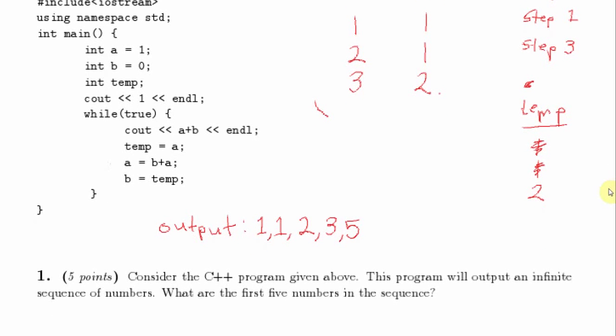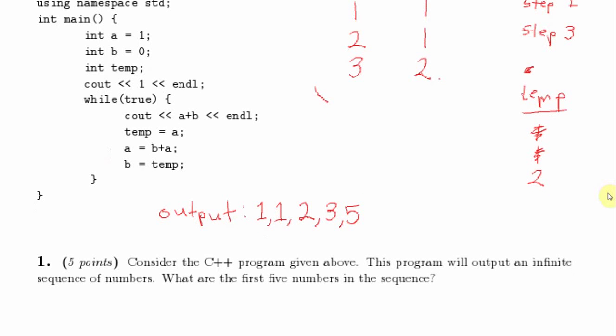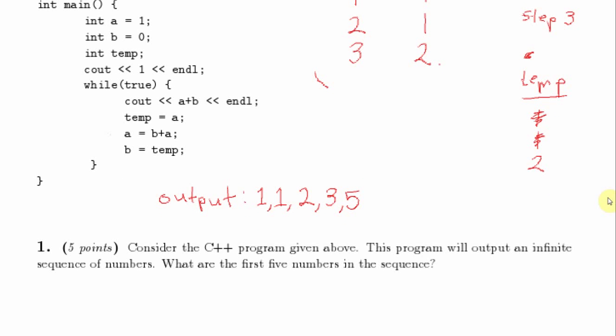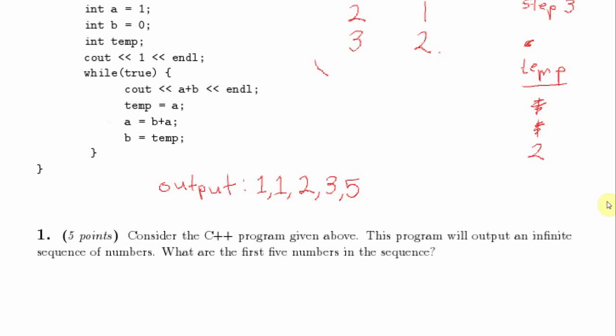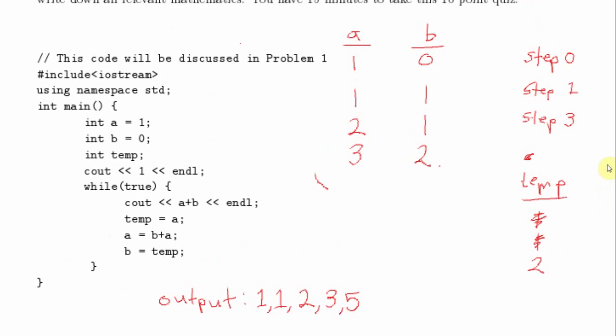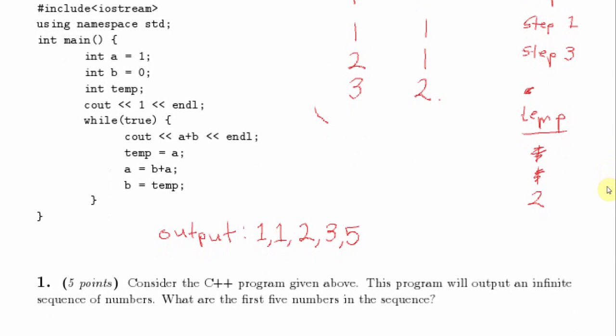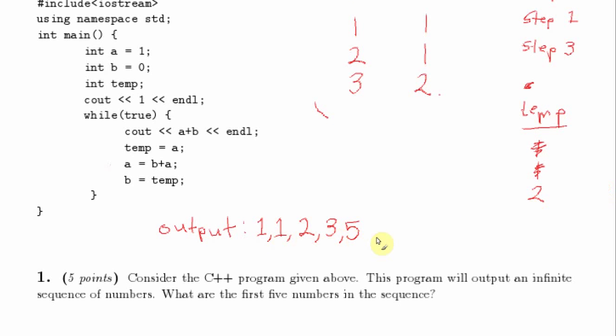this says the program will output an infinite sequence of numbers. What are the first 5 numbers? And we did it. No problem, right? It's just those. And if you experiment a little more, you'll see that this program is outputting something called the Fibonacci sequence, and each subsequent number is just the sum of the previous 2. So that's what the program is doing. So the next one will be 8, and the next one will be 13, and so on. Okay, all right.